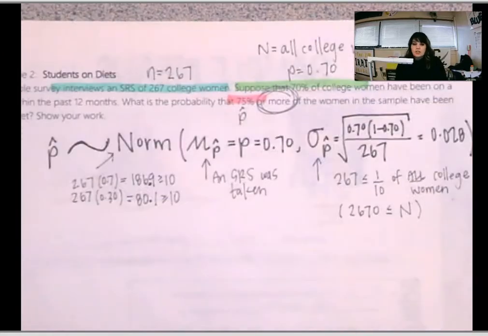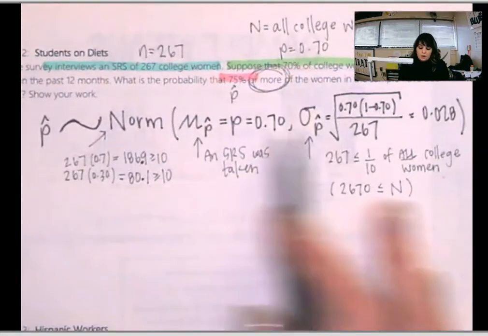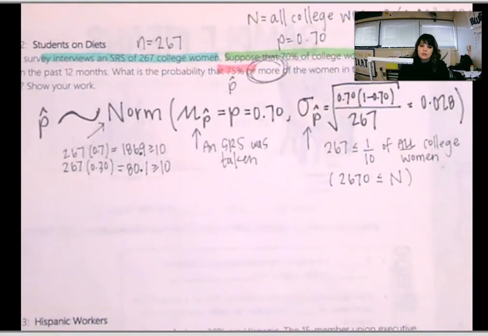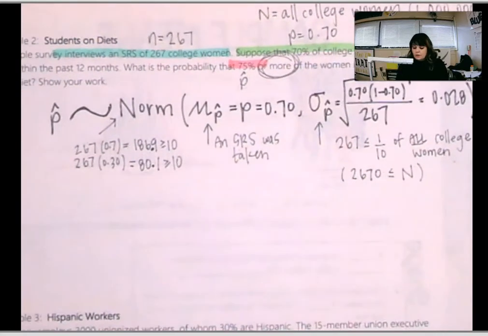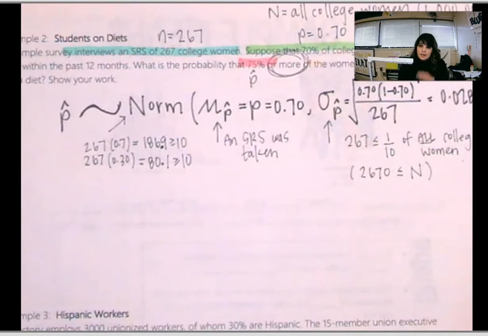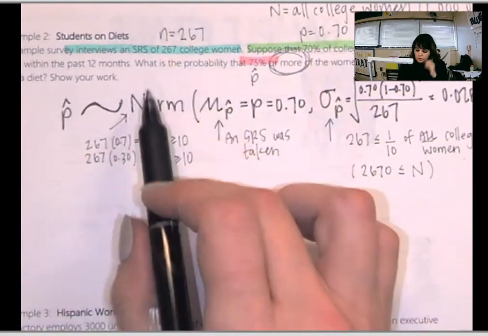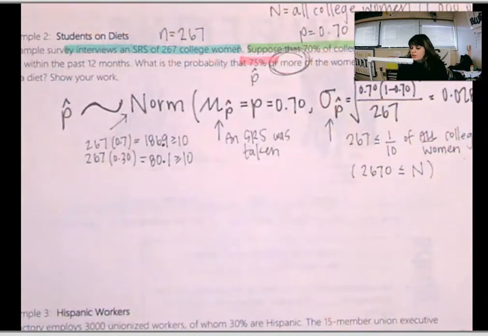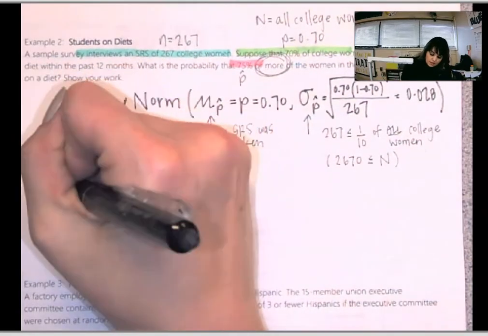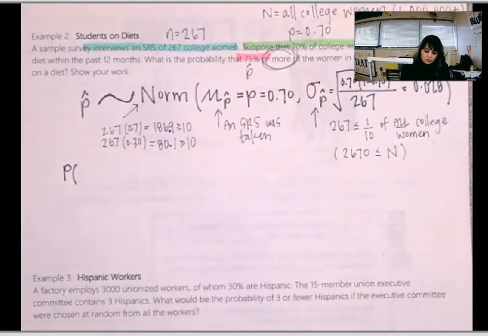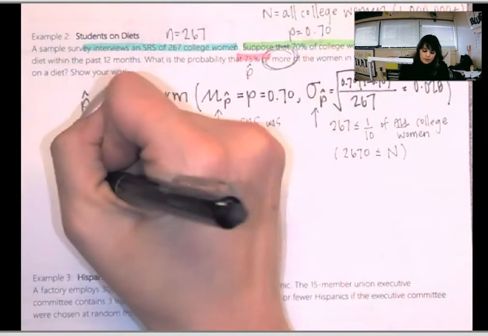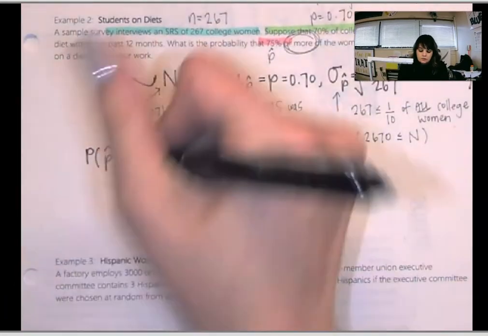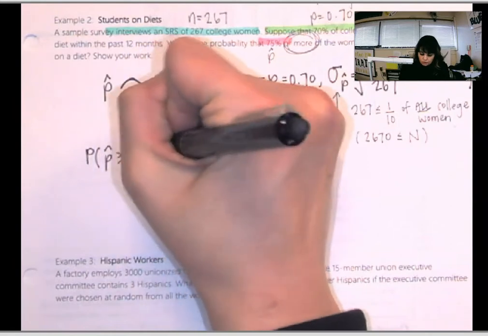Okay, so that's how I check conditions. I write out the distribution, and then underneath I go through and specify how I know each characteristic is true. Now that we have that, I can just go in and calculate my percentage. What is the probability of 75% or more? So they want us to calculate the probability, capital P, that we would get a sample, so p hat, greater than or equal to 0.75.